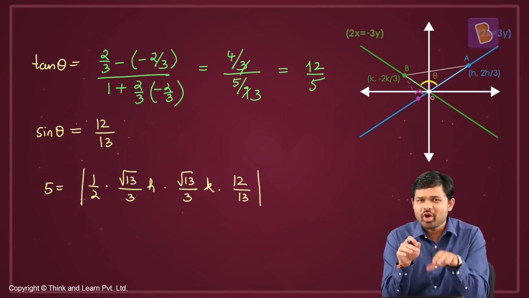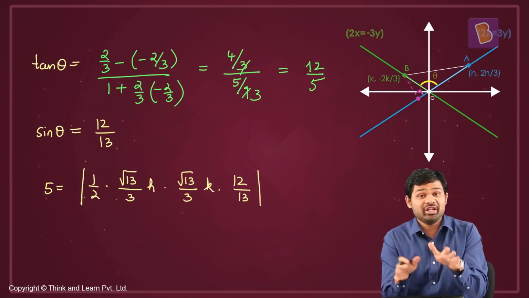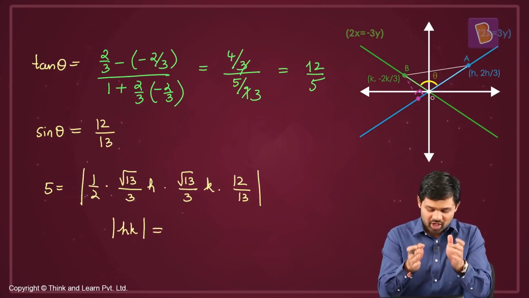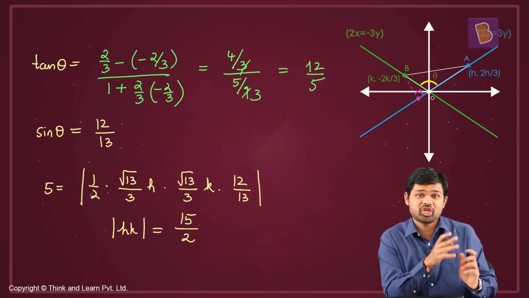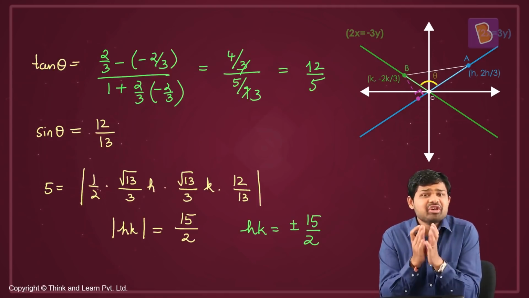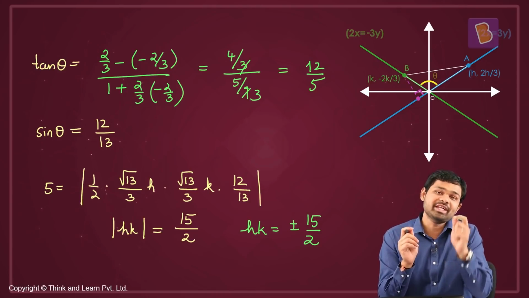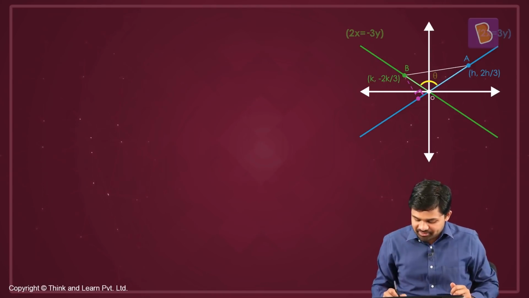So now I know the value of OA, OB and sine theta. Plug it in and you will find out that you get a relation of hk equal to 15 over 2. In fact, modulus hk equal to 15 over 2, or hk equal to plus minus 15 over 2. So I have a relation between h and k now, and we're going to make use of this in order to find the locus of the midpoint of AB.